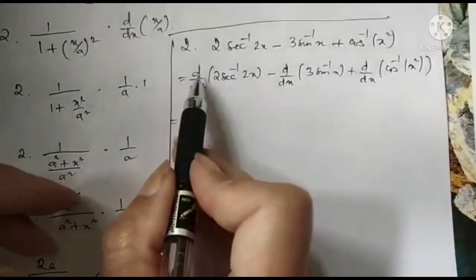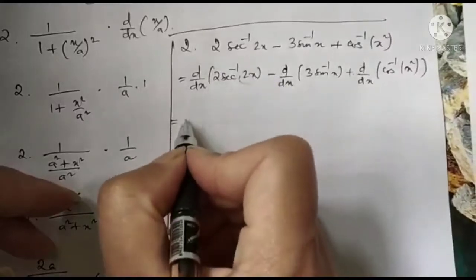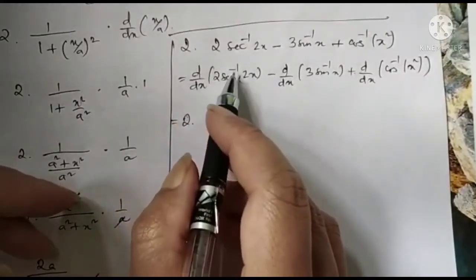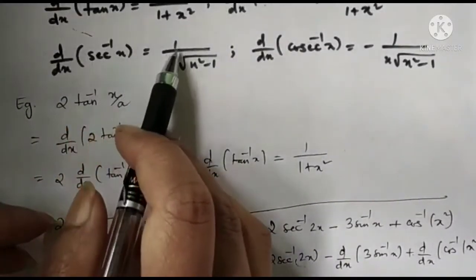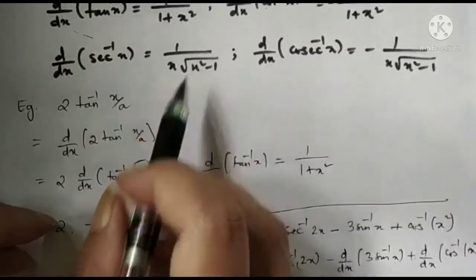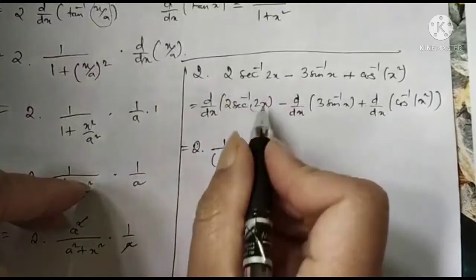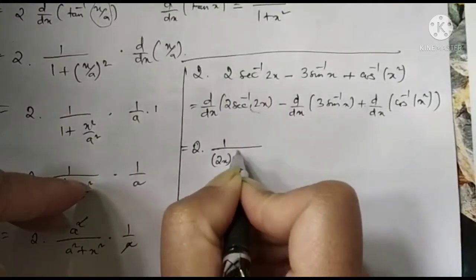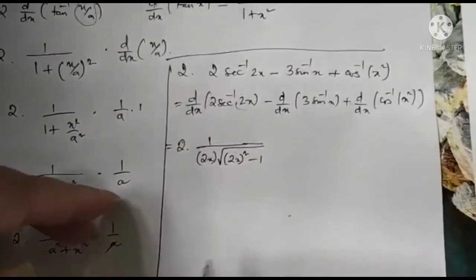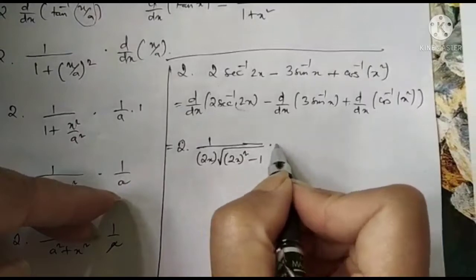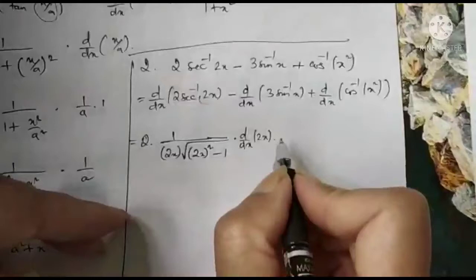Since you can see d by dx of 2 sec inverse of 2x, 2 is a constant, comes out. D by dx of sec inverse x. According to the formula, d by dx of sec inverse x is 1 upon x into root over x square minus 1. So here I will write 1 upon, in place of x I have 2x, so 2x into root over 2x square minus 1. But then since in place of x I have 2x, I'm going to differentiate it. D by dx of 2x. Done. Now go to the next one.